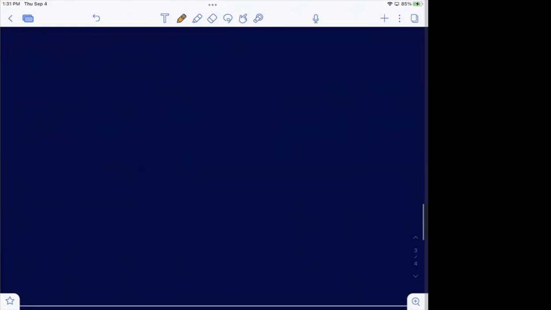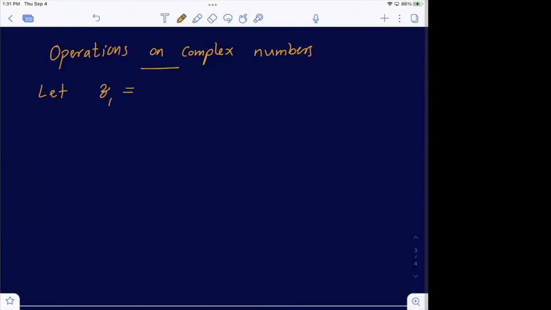Now, let's talk about operations on complex numbers. To begin with, let's have two complex numbers, Z1 equals A1 plus iB1 and Z2 equals A2 plus iB2.